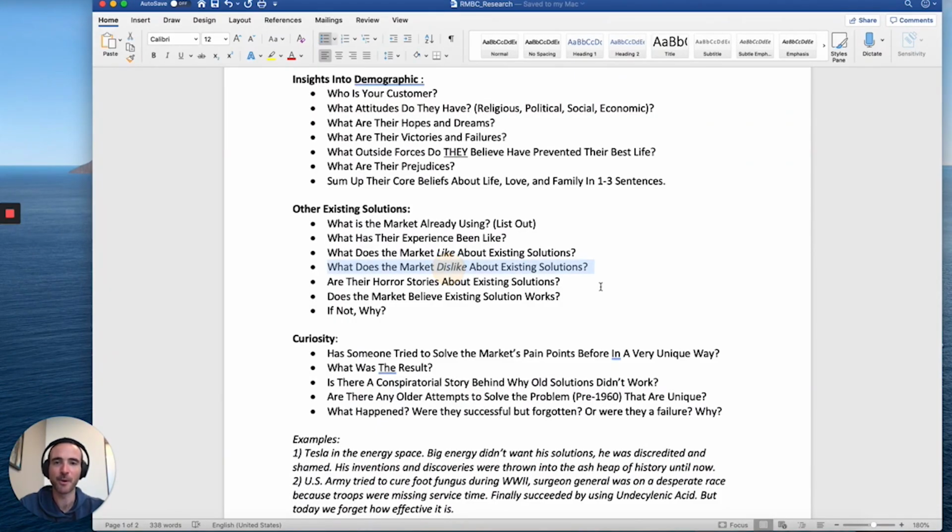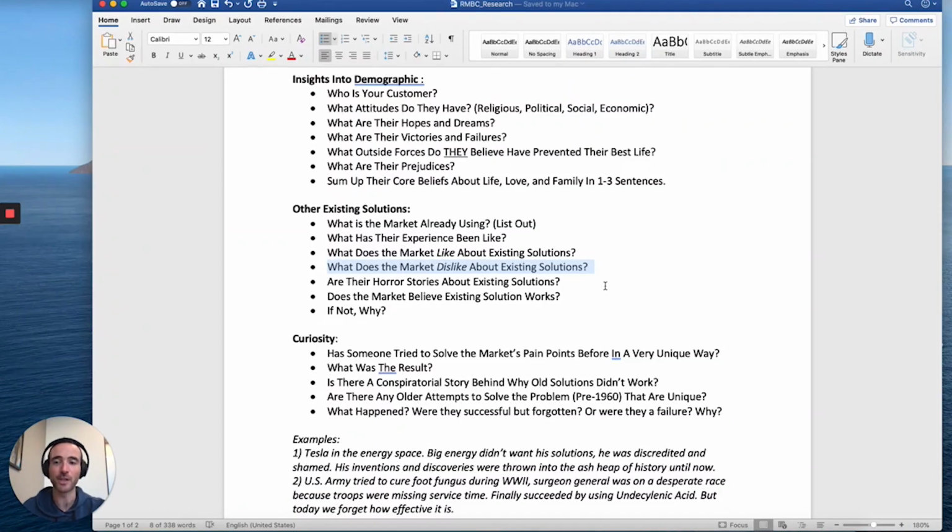And then we also want to capture what the market dislikes about the existing solution. So maybe it's hard, or it's a starvation diet, or the ingredients give them diarrhea, whatever it is. We want to capture that as well. Why do we want to capture that? Well, simple, because when we're selling our product or solution to them, we want to know if what they like about existing solutions is also inherent in the solution that we are offering. We want to point that out.